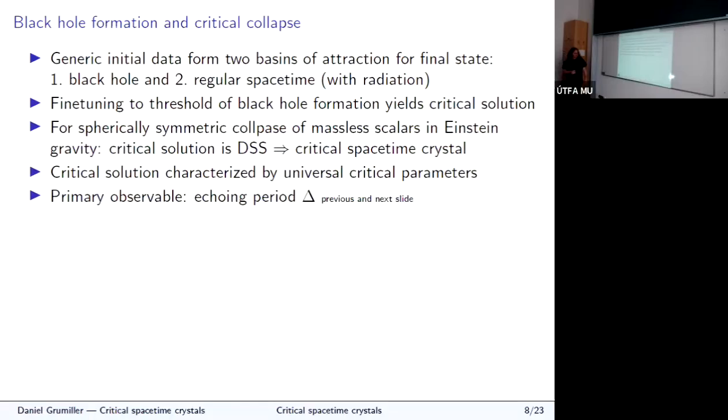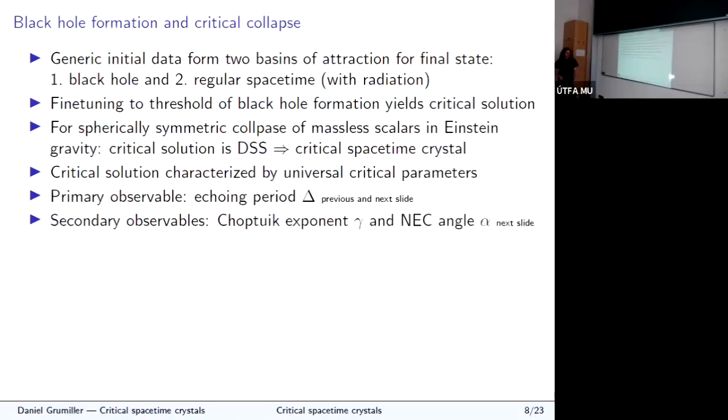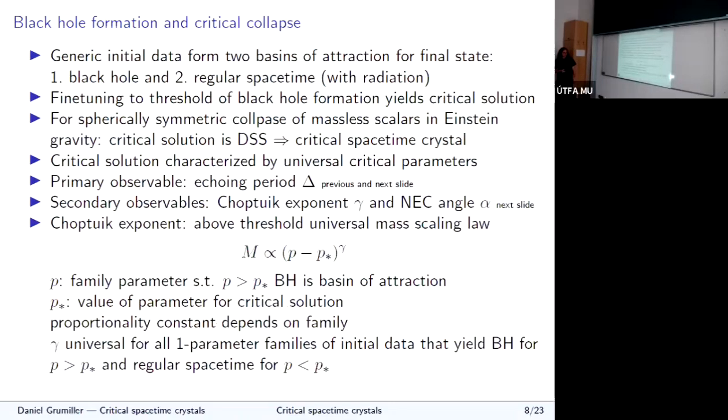The primary observable is the echoing period delta, which was defined on the previous slide, and I'll show you in the picture on the next slide. And secondary observables are the Choptuik exponent gamma, which I'll define in a moment, and the neck angle alpha, which I'll show you on the next slide, just to define what I mean.